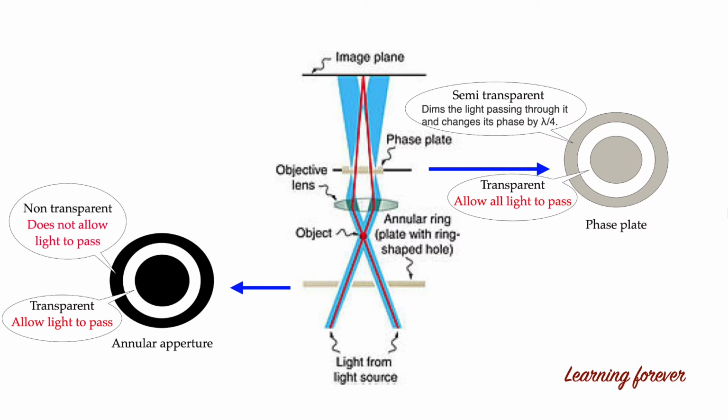So let's see how light moves. In a phase contrast microscope, light from the light source enters through the annular aperture. If a sample is present, this light will hit the sample and be diffracted. The diffracted light will move at a wide angle. This blue colored light indicates diffracted light, whereas wherever there is no sample, there is no diffraction.